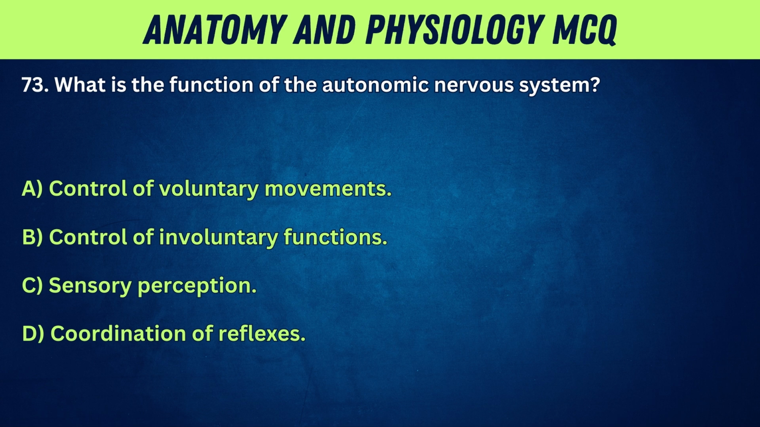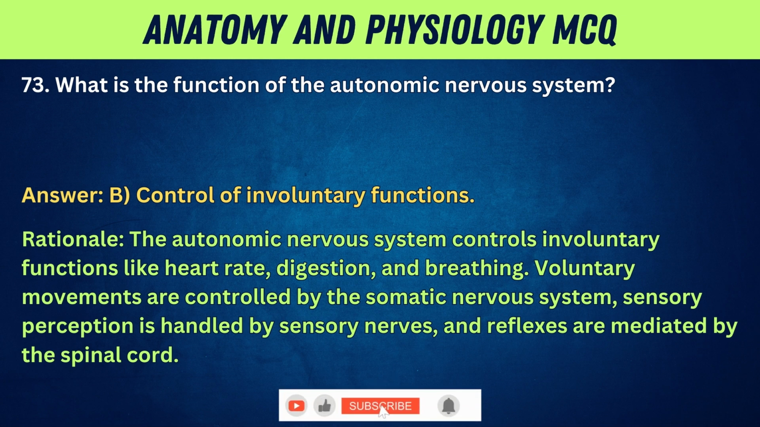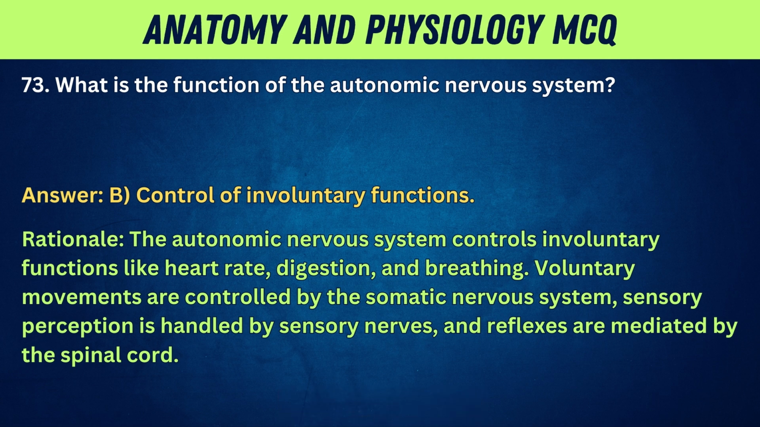73. What is the function of the autonomic nervous system? A. Control of voluntary movements. B. Control of involuntary functions. C. Sensory perception. D. Coordination of reflexes. Answer: B. Control of involuntary functions. Rationale: the autonomic nervous system controls involuntary functions like heart rate, digestion, and breathing. Voluntary movements are controlled by the somatic nervous system, sensory perception is handled by sensory nerves, and reflexes are mediated by the spinal cord.